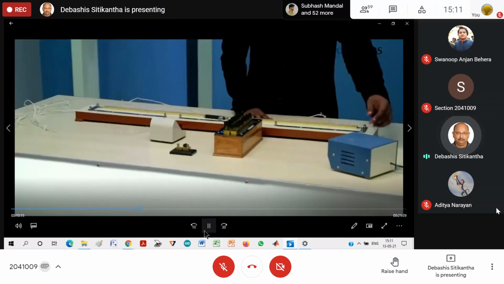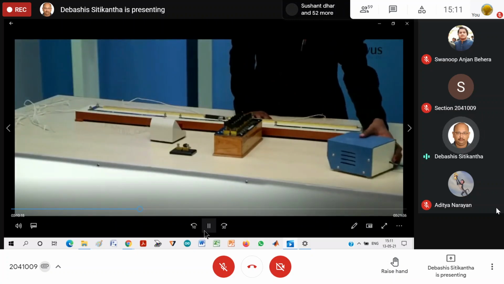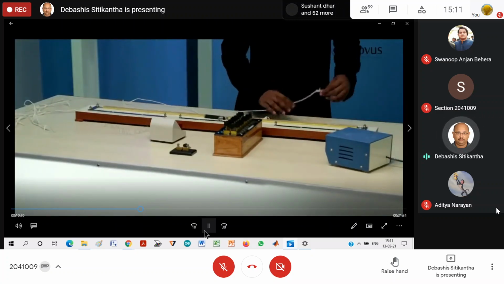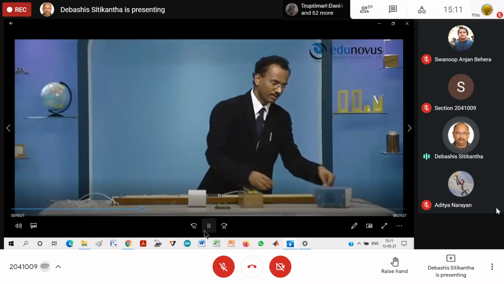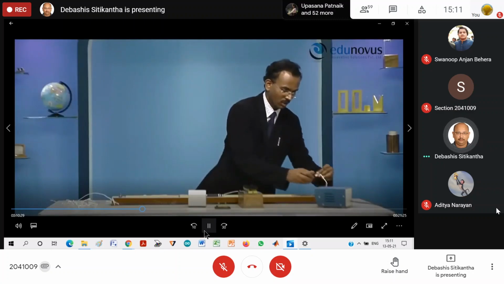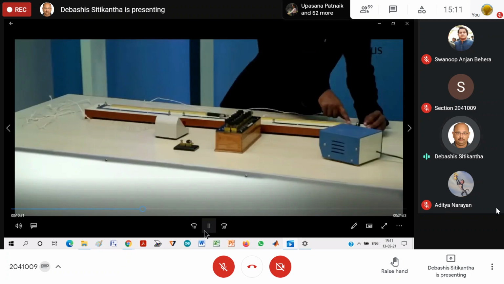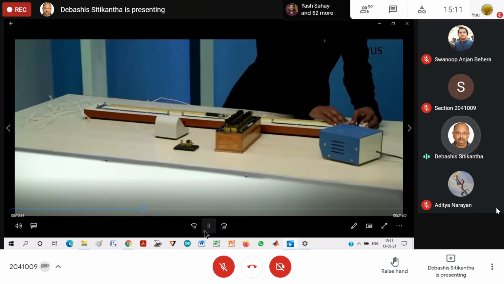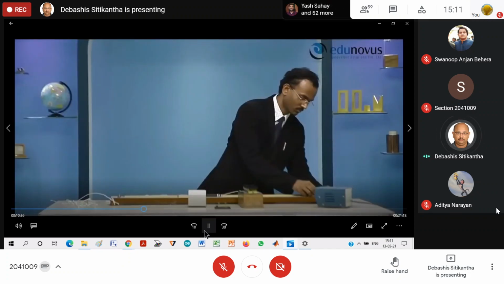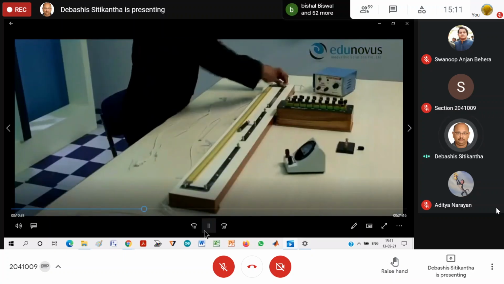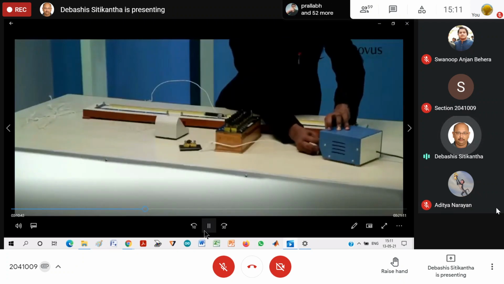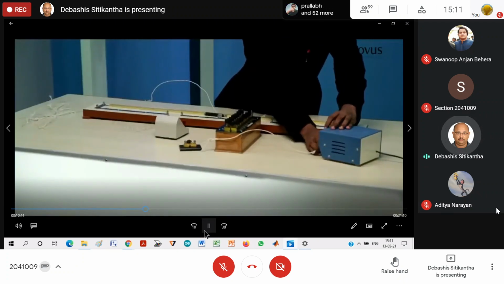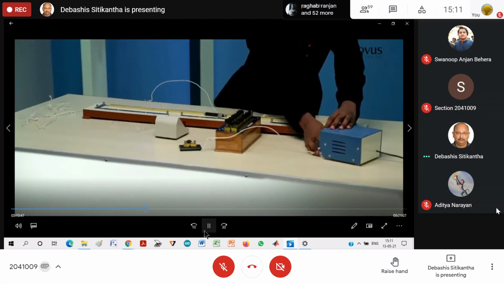Since we all know that the current comes from the positive terminal of the battery eliminator, let's begin with the positive terminal of the battery eliminator. Now by connecting the positive terminal to this end, I have ensured that this end of the meter bridge wire becomes the higher potential point. Negative terminal of the battery eliminator, I will connect to the other end of the meter bridge wire through a key.